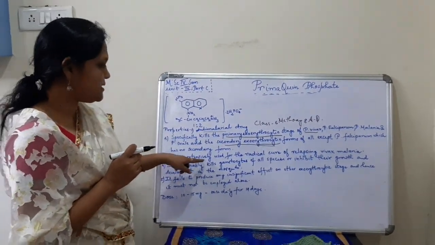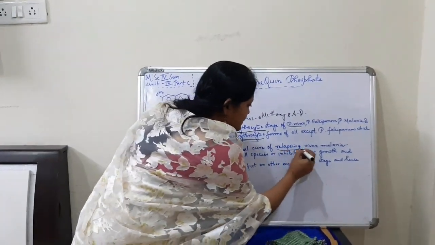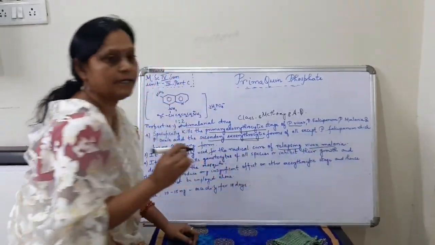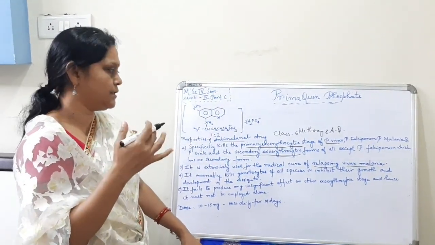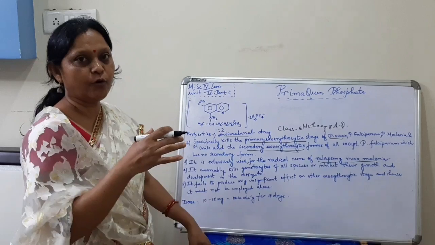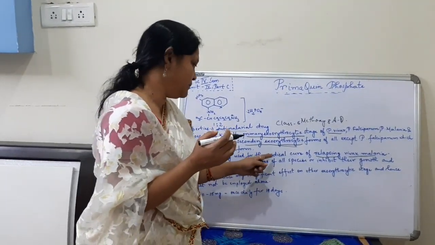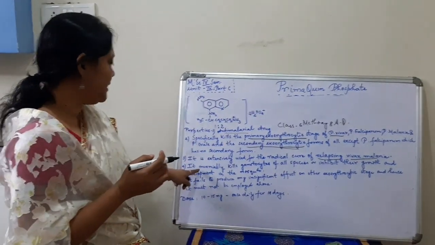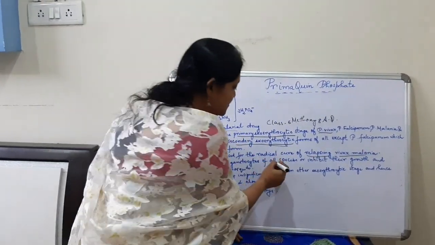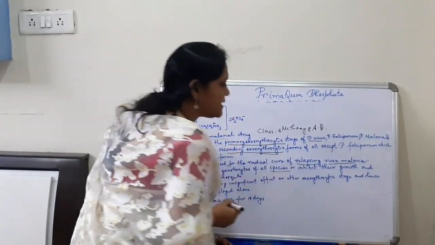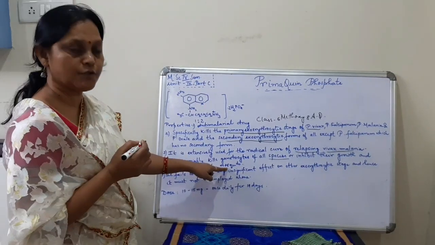It is extensively used for the radical cure of relapsing vivax malaria fever. As I have told you, it has the ability to bring the fever back after a few hours. It can be 48, 72, and so on. So it is extensively used for curing that also. It invariably kills the gametocyte, that is the reproductive cell of all the species, or it also has the ability to inhibit their growth and development in the mosquito.